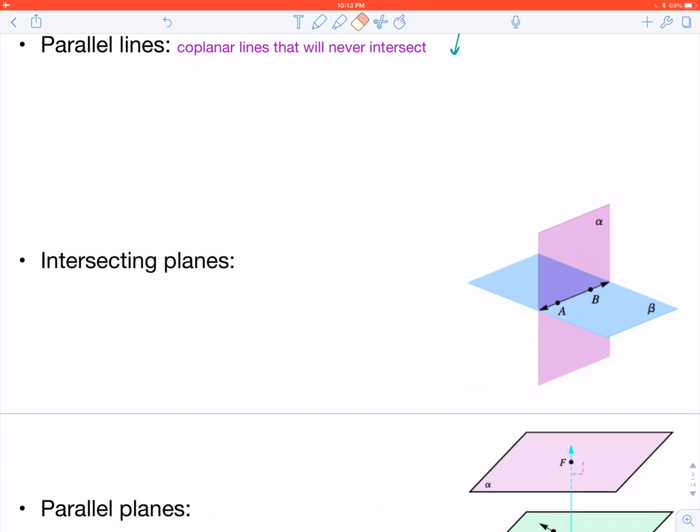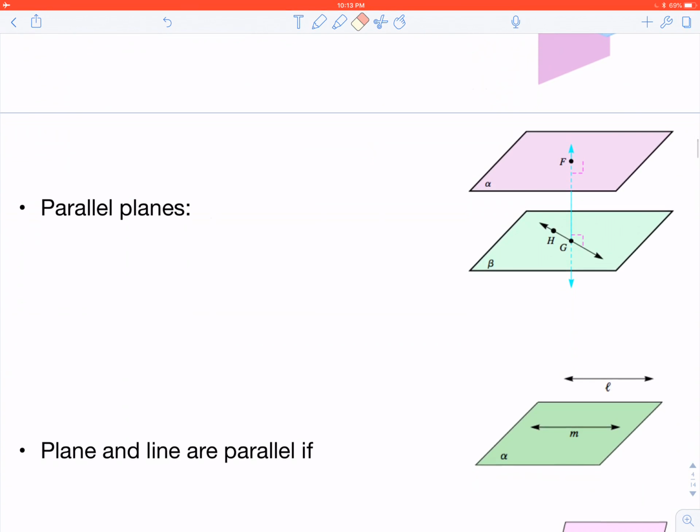Intersecting planes, you can see a picture over here to the right. Intersecting planes are 2 planes that have 1 single line in common. One of the easiest ways to picture this is if you can imagine 2 walls meeting each other at the corner edge. Those would be intersecting planes, and they meet at that corner edge. Parallel planes, these are 2 planes that never intersect. This is going to be like your floor and your ceiling.